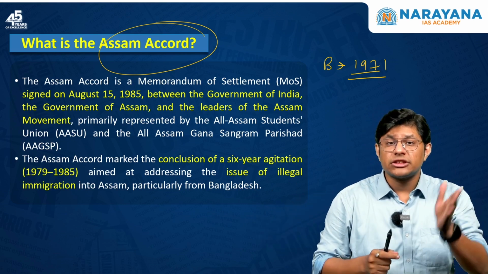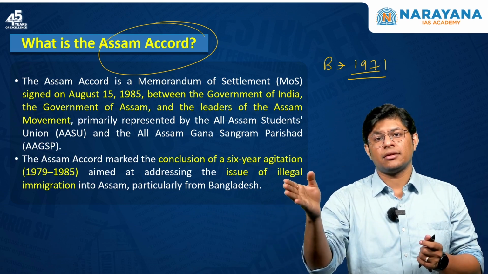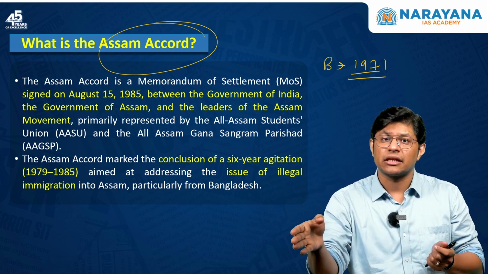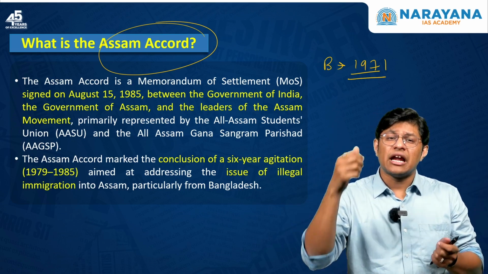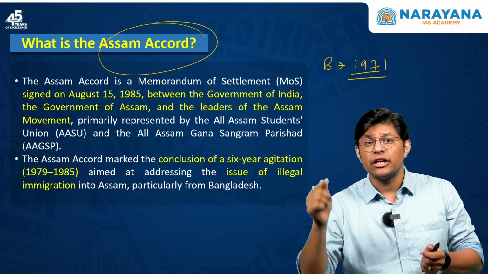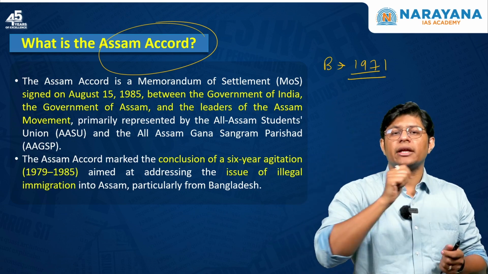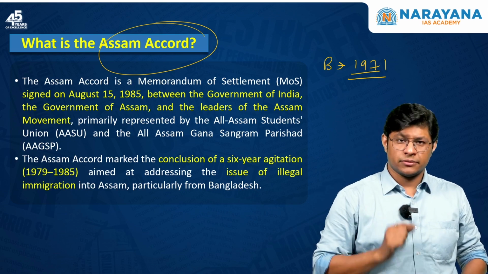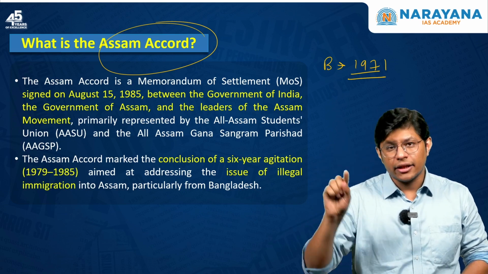There was a genocide in East Pakistan. The West Pakistanis committed genocide on the people of East Pakistan. And that's the reason lakhs and lakhs of people from East Pakistan, that is the present Bangladesh, fled to India. They came to India. This is known as illegal migration. To save their life, they migrated to India.